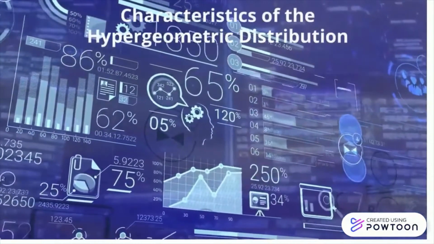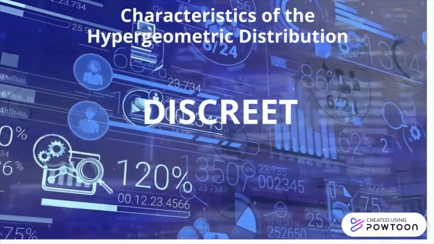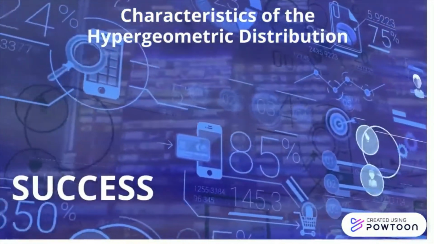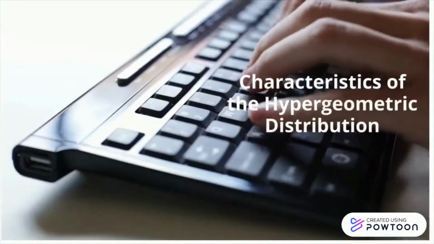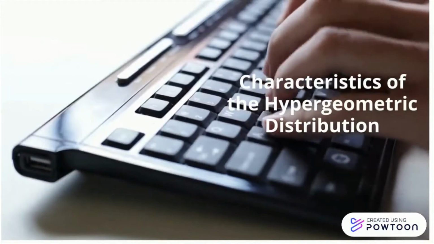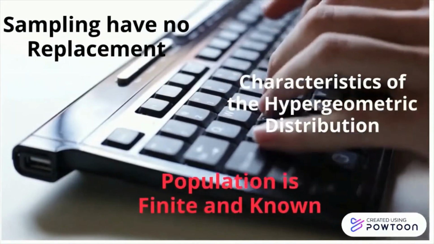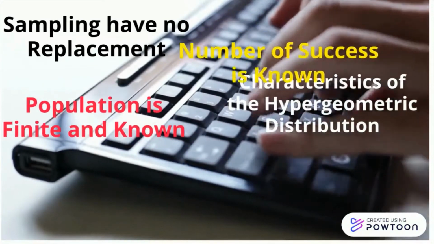The characteristics of the hypergeometric distribution are that it is a discrete distribution. Secondly, each outcome consists of either a success or a failure. Additional characteristics are that the sampling is done without replacement, the population N is finite and known, and the number of successes in the population A is known.